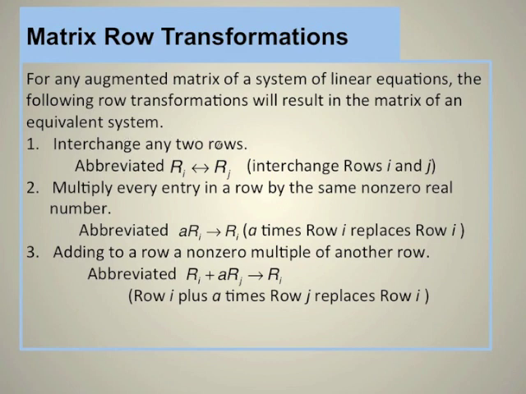We can interchange any two rows, and we'd abbreviate that row I interchange with row J. We can multiply every entry in a row by the same non-zero number, just like multiplying an equation. So A times row I becomes the new row I, meaning it replaces. And we can add a non-zero multiple of one row to a non-zero multiple of another row. So we can say we're going to take row I and add a number times everything in row J to row I.